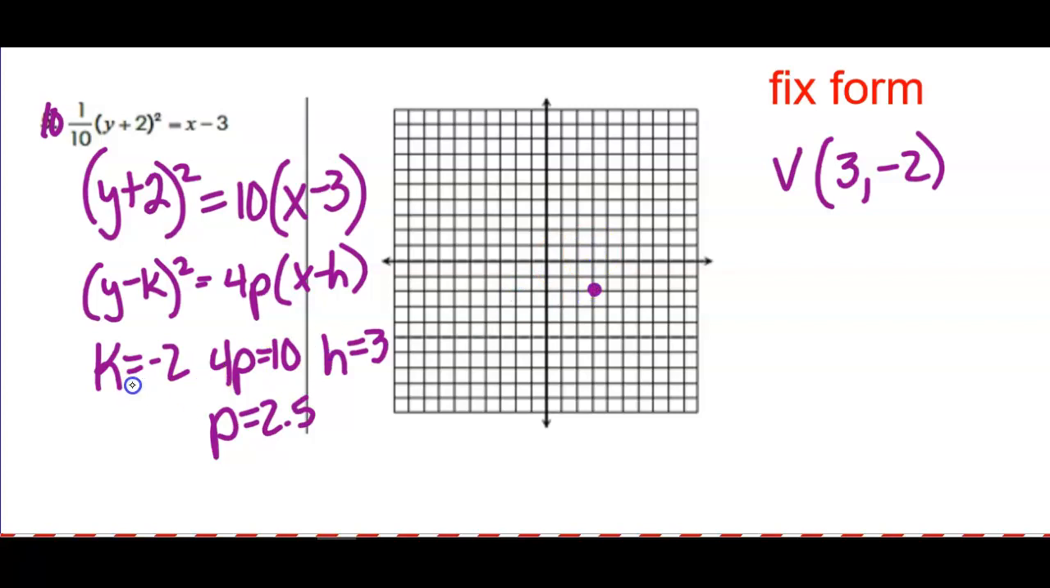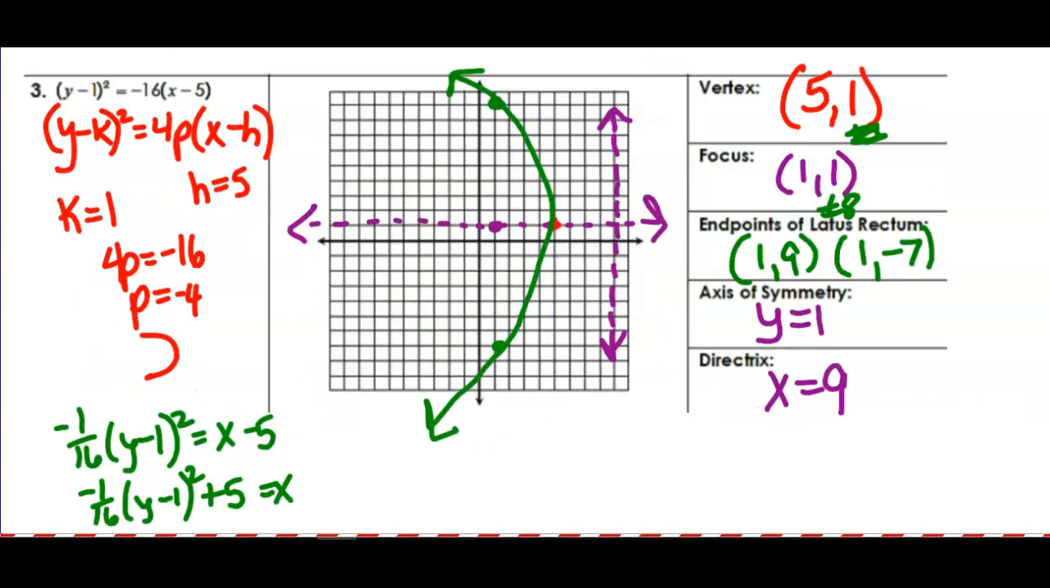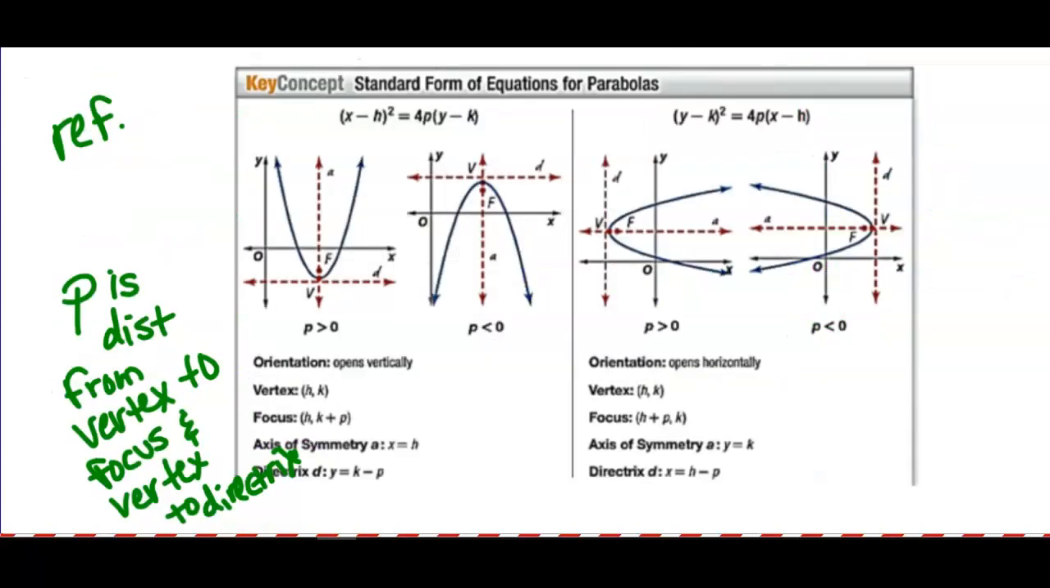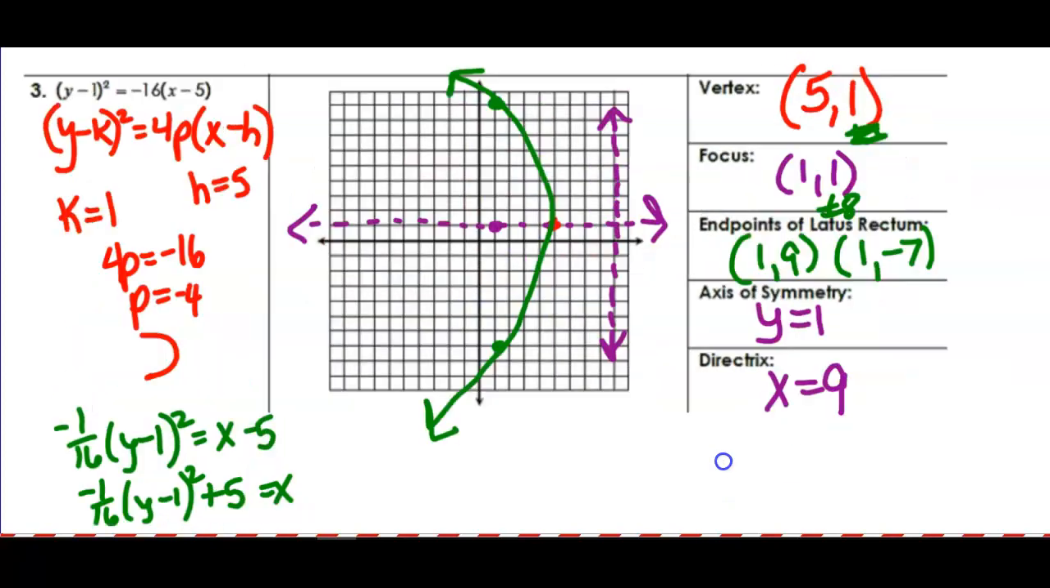And it is a positive p-value with a y squared. Y squared means it's opening sideways. A positive p means it's opening to the right. Okay? So let me just show you the recipe here. If we just figured that all out, you're just using this. So the focus is at h plus p comma k, and the directrix is at h minus p, because it's opening sideways.